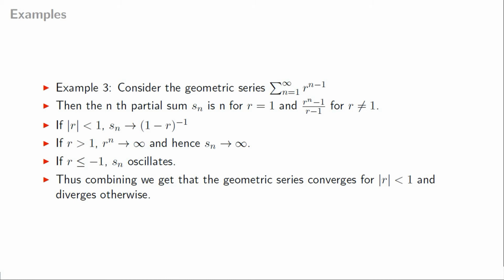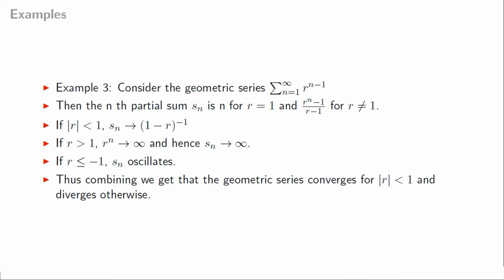Next, consider the famous geometric series, that is summation n from 1 to infinity of r^(n-1). Then the nth partial sum Sn is n whenever r equals 1, and it is (r^n - 1) divided by (r - 1) for r not equal to 1. If modulus r is less than 1, then it is known from the results of sequences that r^n tends to 0 as n tends to infinity. Therefore, for modulus of r less than 1, Sn tends to 1/(1 - r).